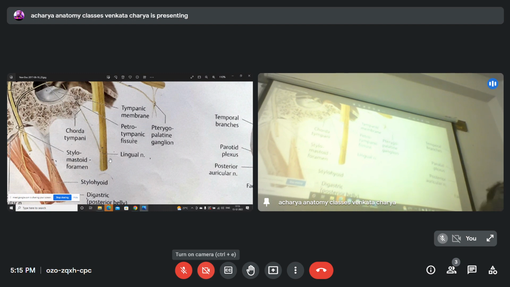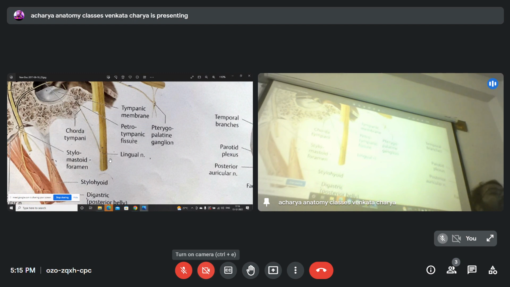So in the anterior 2/3 part, whether it is touch, pain, or temperature, it is carried by the lingual nerve. The lingual nerve is a branch of the posterior division of the mandibular nerve. The posterior division of the mandibular nerve is a branch of the V3 division of the trigeminal nerve. Are you getting it? Next.